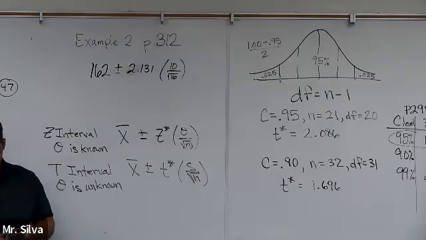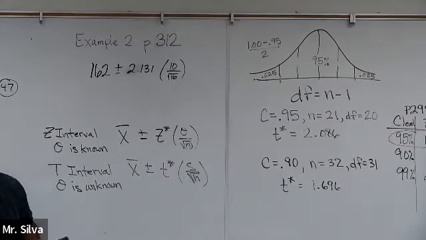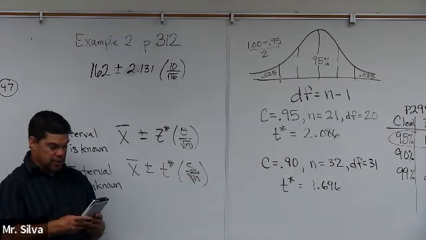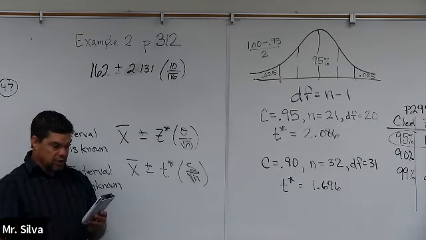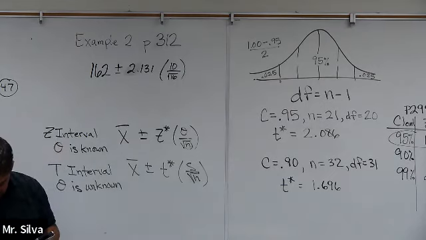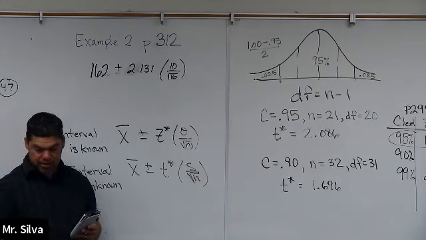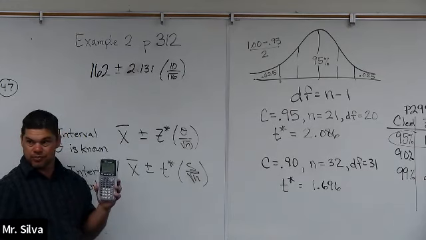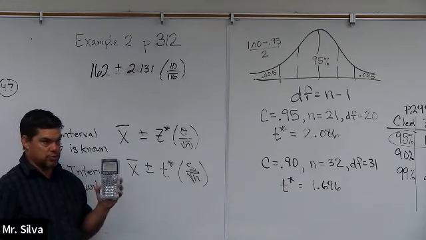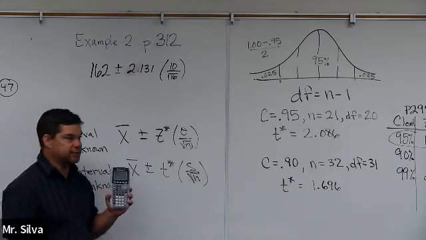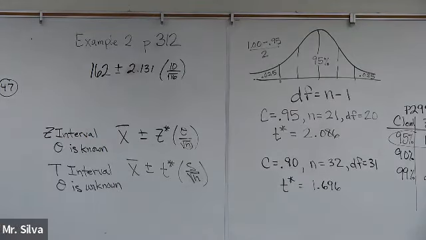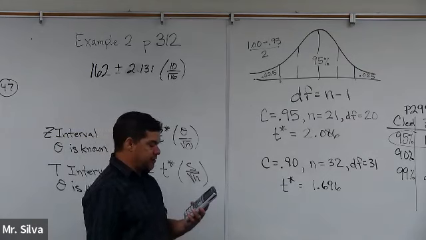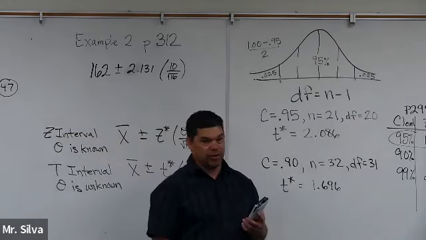Oh, C level. We didn't even have to find 2.131 if we use our calculator. This is a 95% confidence interval. Calculate. 156.67. Yep. 167.33. Cool. Was everybody able to get on the calculator? 156.67, 167.3.